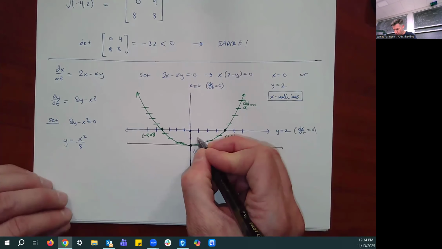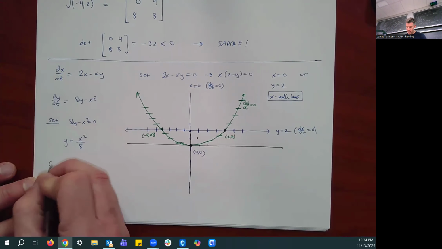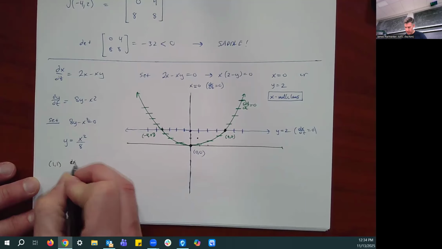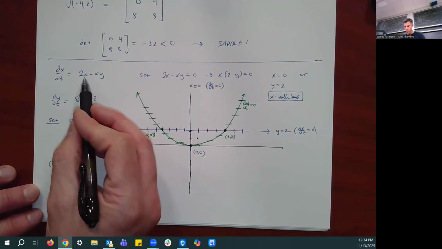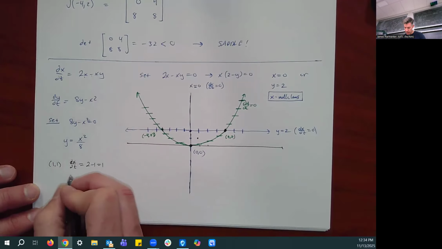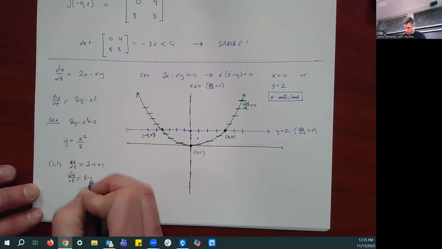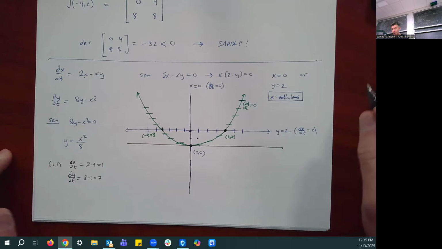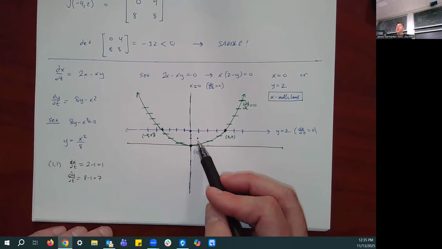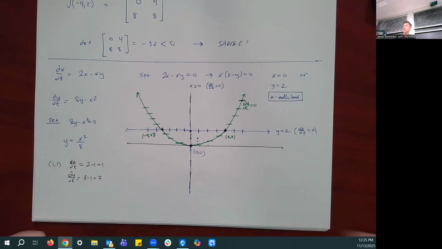Let's pick the point 1 comma 1. And then we're just going to see what's happening in each population by plugging it in. So we plug in 1 comma 1. We're going to say that dx dt is equal to 2 minus 1, which is 1. And dy dt is equal to 8 minus 1, which is 7. So we could say that at that point 1, 1, both populations are growing, right? X is increasing, Y is increasing because dx dt is positive and dy dt is positive.